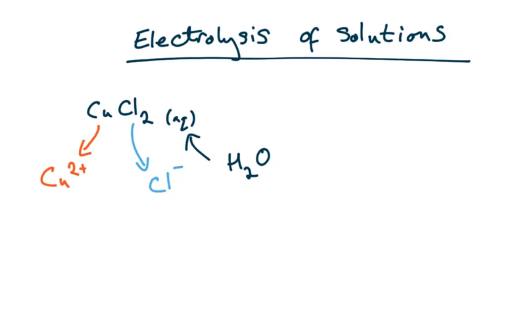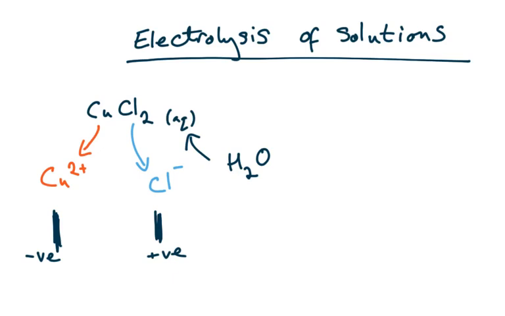Now, if I was looking at just molten copper chloride, it would be really simple. I would expect my copper to travel to the cathode, which is the negative electrode, and my chloride to travel to the anode, which is the positive electrode. And that would be what I would expect to see.